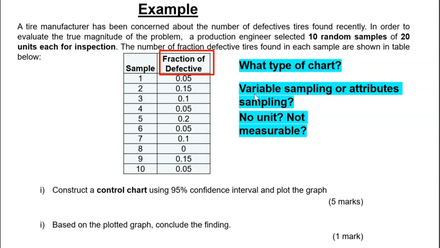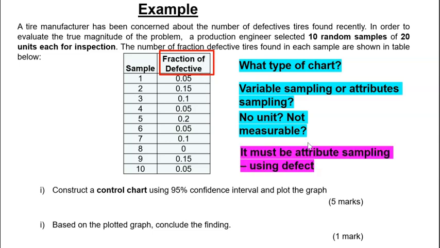Fraction defective, no unit, not measurable: attributes. And what are they using? They're using defects, in which fraction defective. So we know it's not a C chart, but a P chart, because they have fraction defective. The question says we have 10 samples and each sample has 20 observations. So n, we know already what n is. And then a 95% control chart, so we need to find the Z value from the normal table, and based on the plotted graph, conclude the finding.